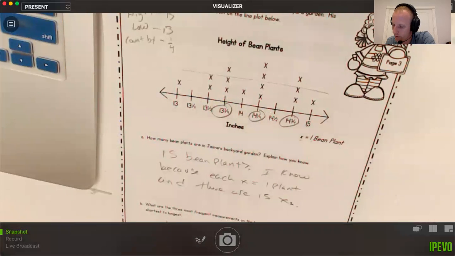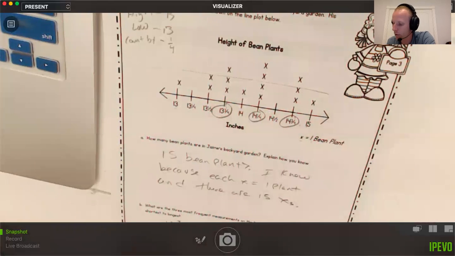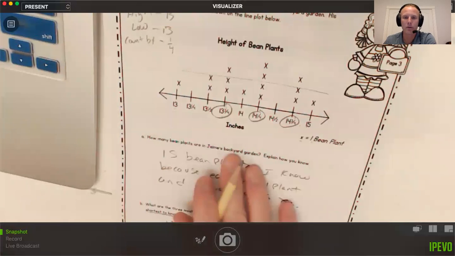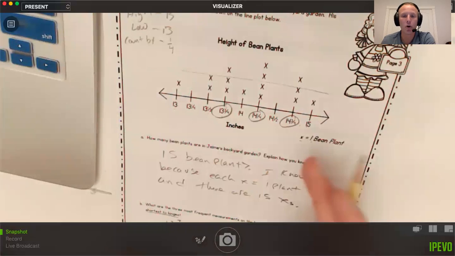So shortest is 13 3/4. Look, they're already in order for me. The second one is 14 1/4, and the third is 14 3/4. The ordering part, the shortest to longest on here, that's not that difficult to do after you've already made your line plot because you've already put them in order.